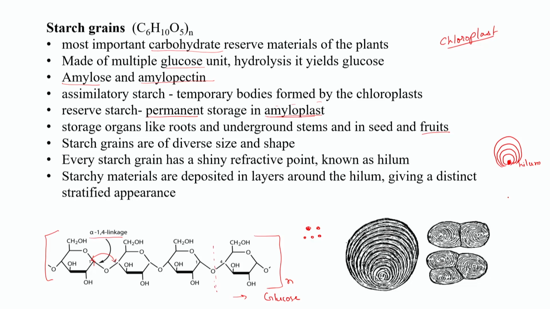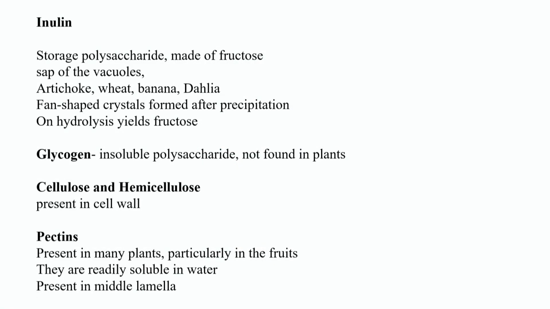Now, this deposition can vary in different types of starch. Even a hilum could be present in the center and deposition can occur around it. Sometimes the deposition is one-sided. Many times different starch grains join together to form a compound starch. So a lot of structural variation could be present in these starch grains depending on the plant type in which they are present.